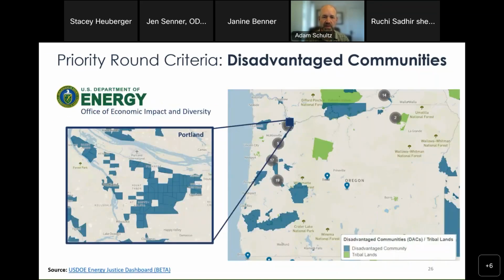And the other tool recommended by USDOE was created by the department's Office of Economic Impact and Diversity. Similar to the previous tool, if you zoom in, you'll see more areas qualify and it gets more granular. So again, our proposal here would be taking both of these data layers, overlapping them onto a single map layer to determine eligibility for the disadvantaged communities criteria for the priority round of this program.